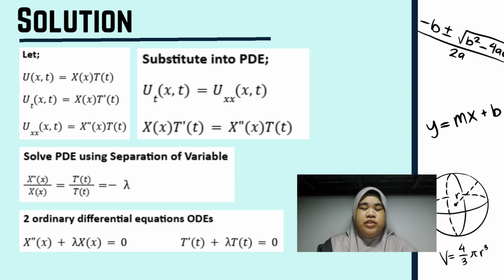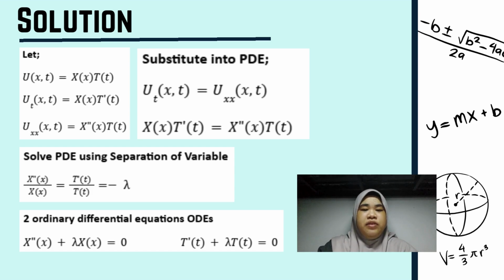And so for the solution, we let u(x,t) equal to X(x)T(t), u_t(x,t) equal to X(x)T prime(t), and u_xx(x,t) equal to X double prime(x)T(t). After that, we substitute that into the PDE, which is u_t equal to u_xx, and we get X(x)T prime(t) equal to X double prime(x)T(t).